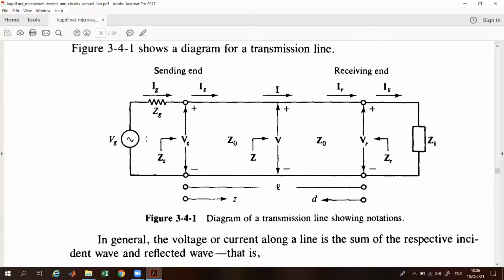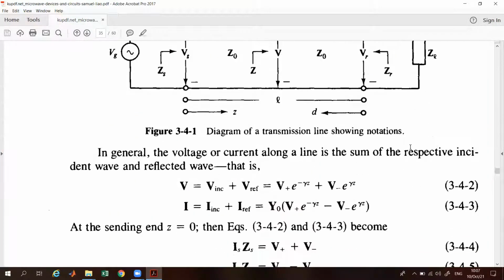So with respect to the diagram, we have this generator, this transmission line of length L, and this is the terminating load impedance. And this is basically your source impedance. This is Vs, the source. And this is your reflected current. This is the current at the line at the point where the length is L. This is VR, your reflected voltage. And Z naught is the characteristic impedance of the line.